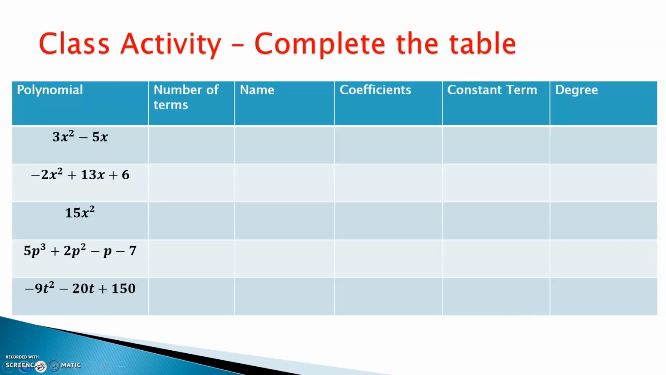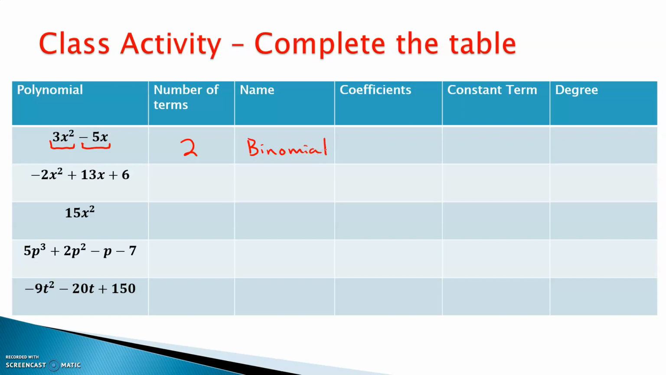All right, guys, here is your class activity. I'll do the first one for you just so you guys get an idea of what you're supposed to do. So number 1 here, I'm running out of time. I'm trying to keep it under 15 minutes. The number of terms. How many terms in this first polynomial? There's 1, there's 2. So all you have to do is say there's 2 terms. What do we call it when there's 2 terms? We call that a binomial.